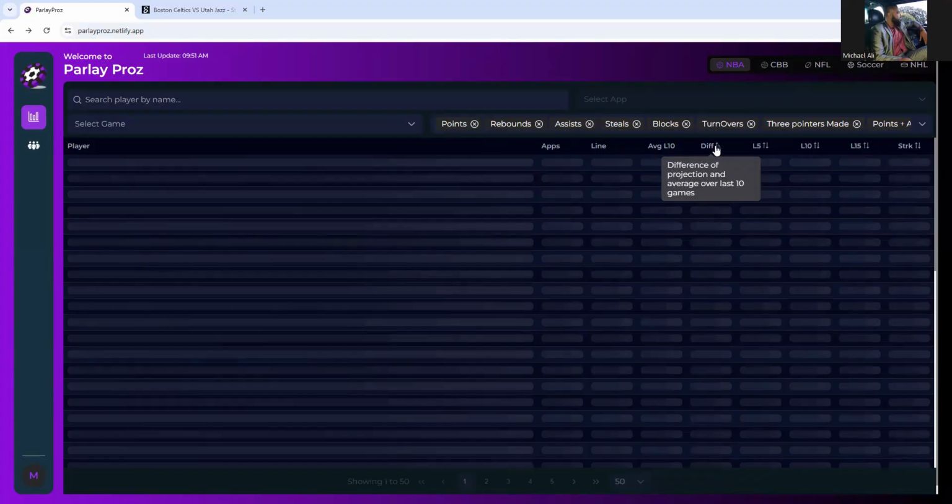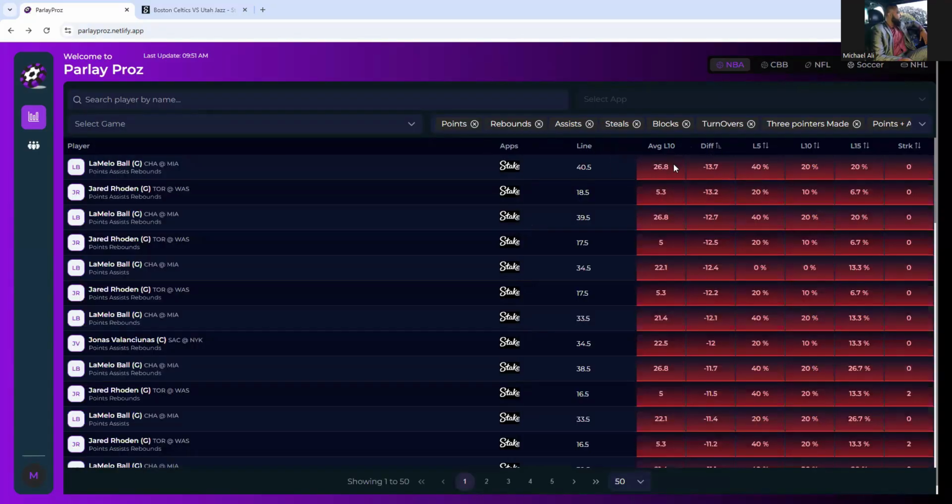Also, I tend to check the difference from the line to see where's the biggest difference. So like LaMelo Ball, the line is 40.5. He's averaging 26.8, which is a difference of 13. This is a huge difference from his average to the line. So I check these things as well.